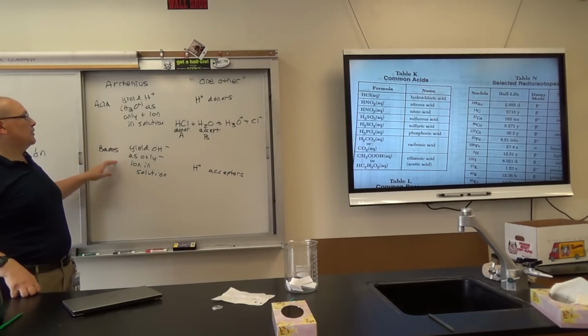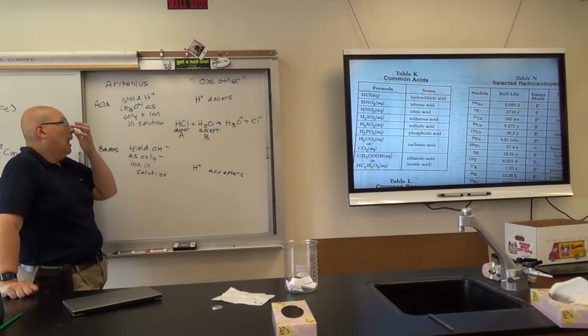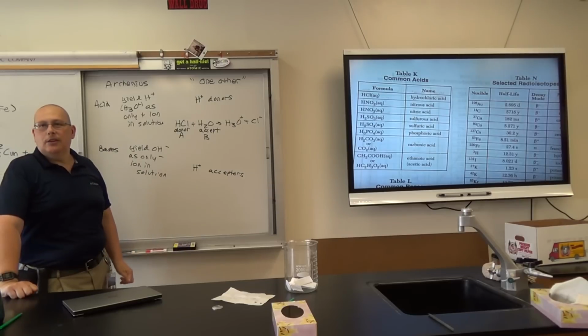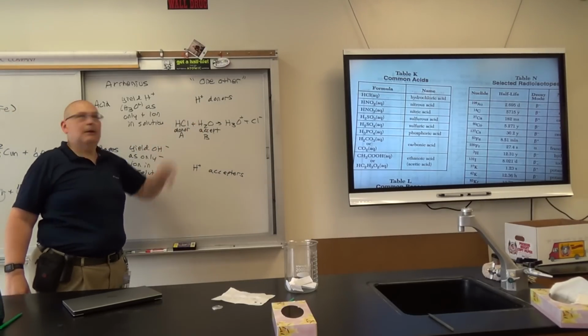So acids and bases are defined by Arrhenius by what ions they put into solution. The other theory, the Bronsted-Lowry theory, describes acids and bases in terms of what they actually do in a chemical reaction.